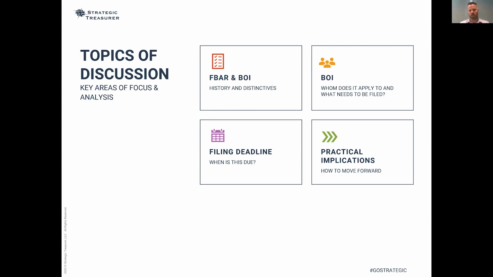Today's topic is the discussion over this next 30 minutes. We're going to go back and talk about the history and some distinctives of FBAR and BOI. We'll talk a little more about BOI being this new regulatory event that's going to have some impact, and how we can ensure that we're all in compliance. Who does it apply to and what needs to be filed? Then we'll talk about the filing deadlines, as this is new. So we want to make sure we have it on our radar, put things on our calendar, prepare, and be ready to submit whatever information is required of your organization, if it does qualify. Then we'll finalize by moving forward through some practical implications.